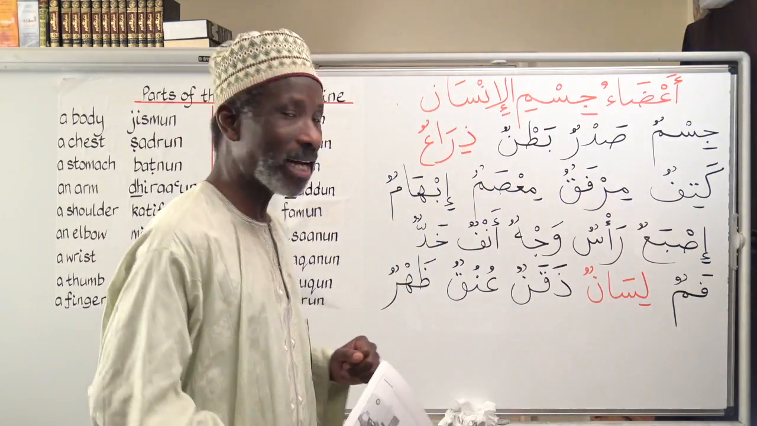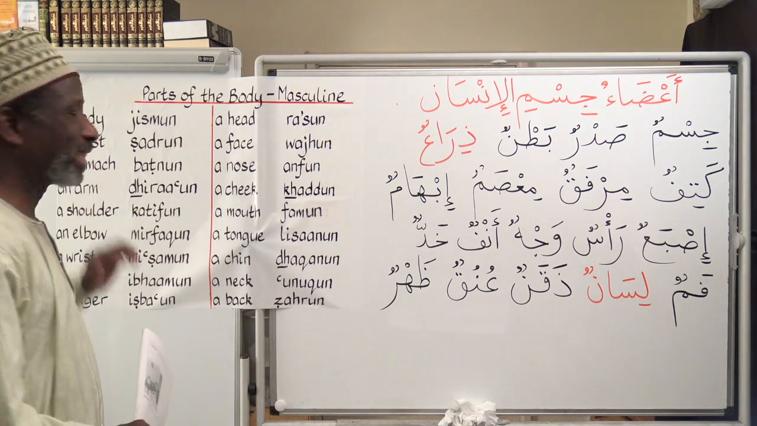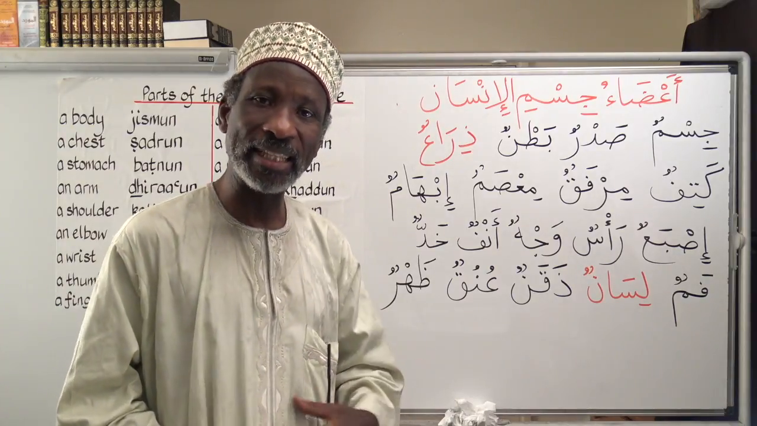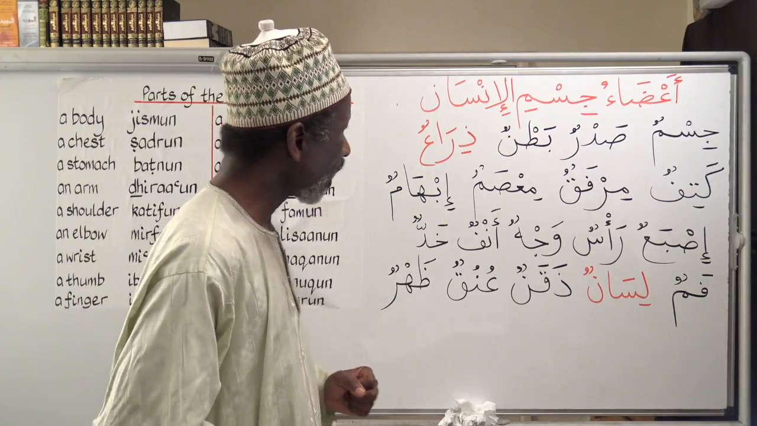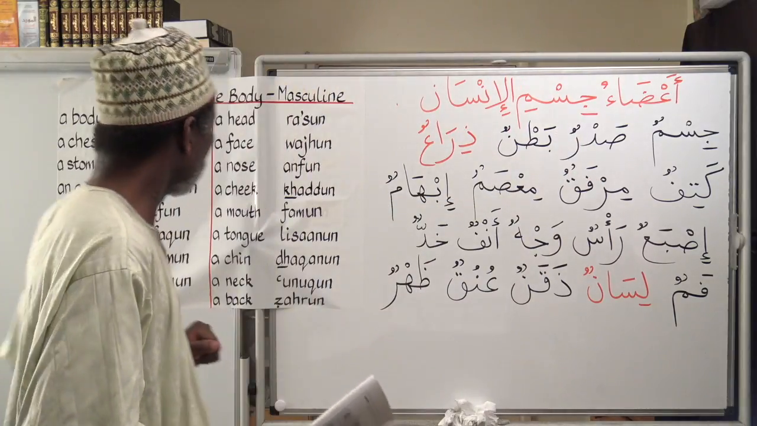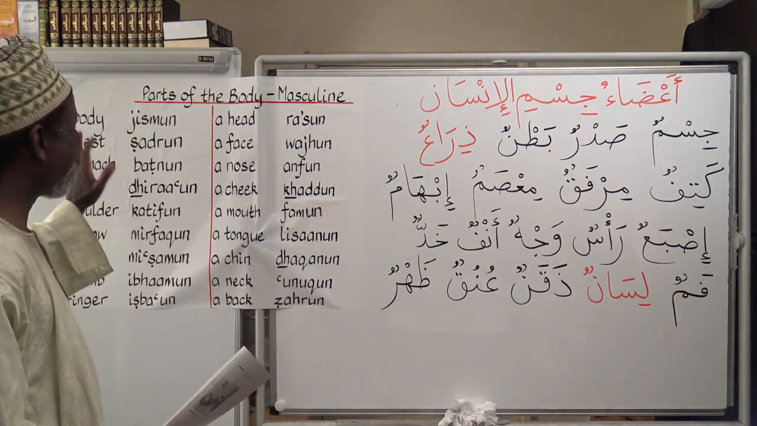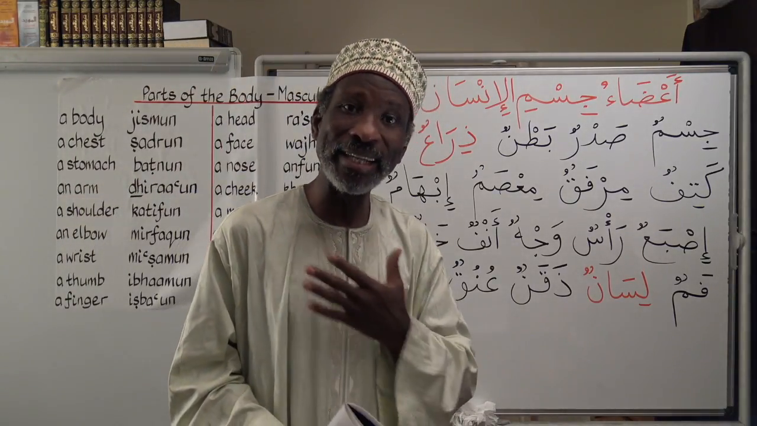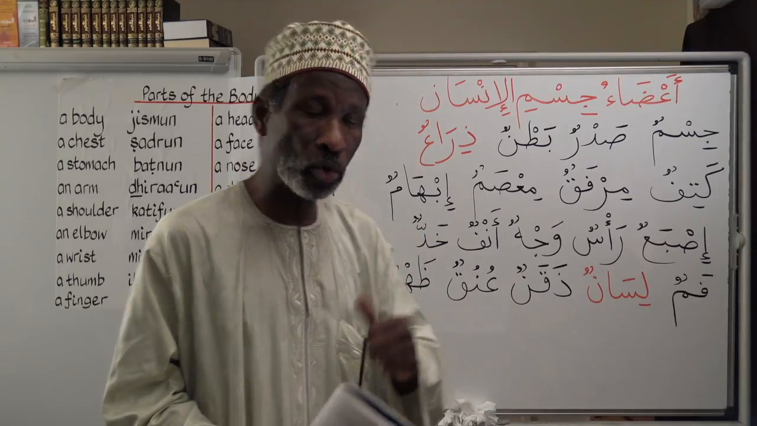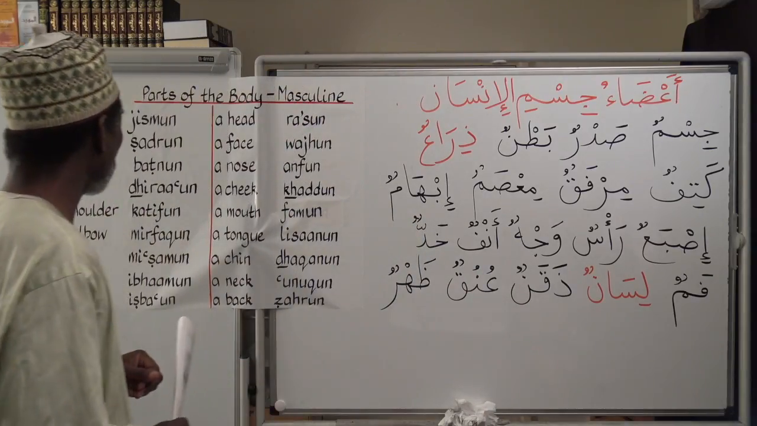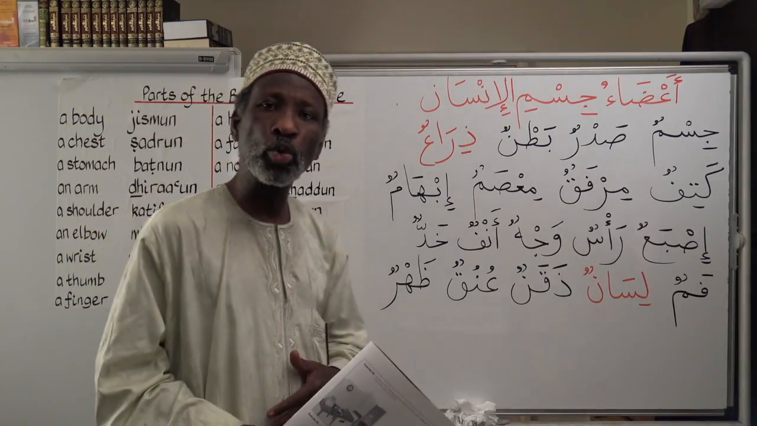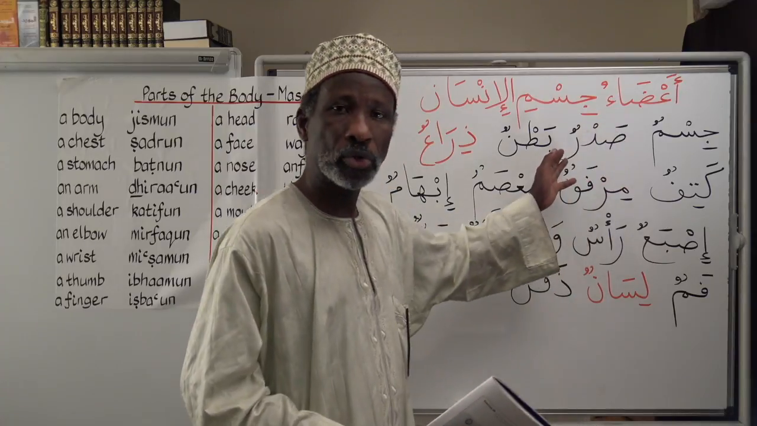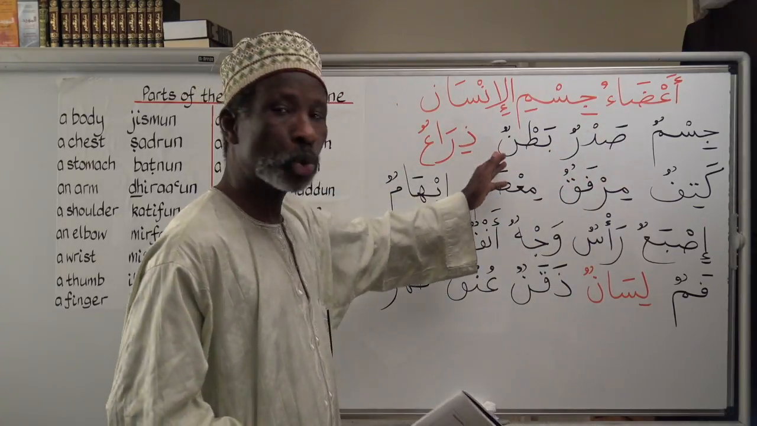Let's start with a body, jismun. That's a body in Arabic, jismun, and it is a masculine word. Next is sadrun, a chest. Sadrun is masculine in Arabic. Next is batnun, stomach. Batnun is also masculine. Jismun, sadrun, batnun.